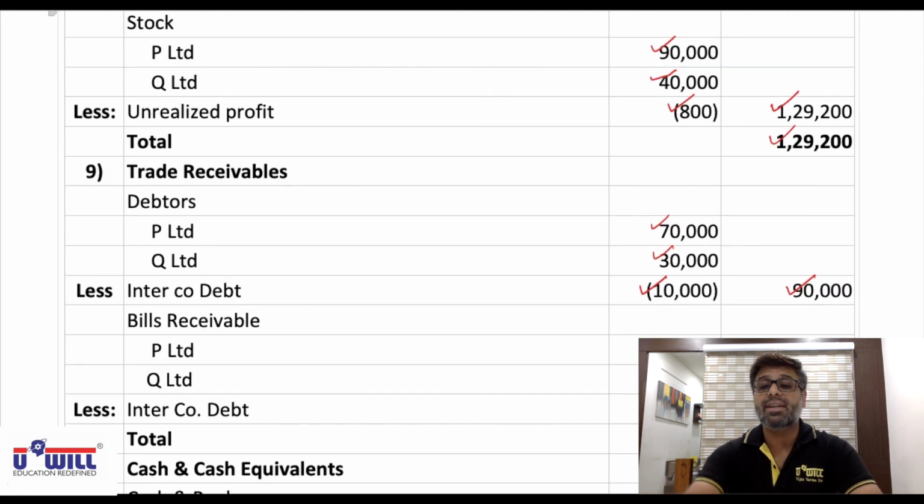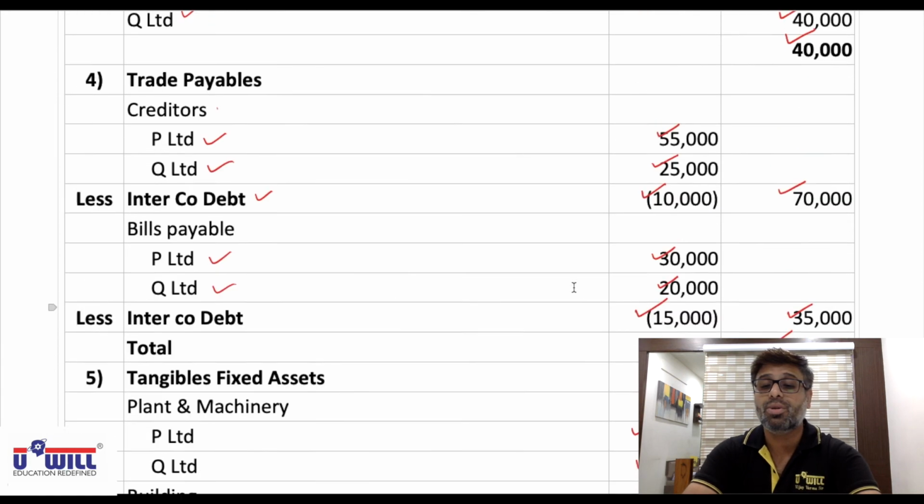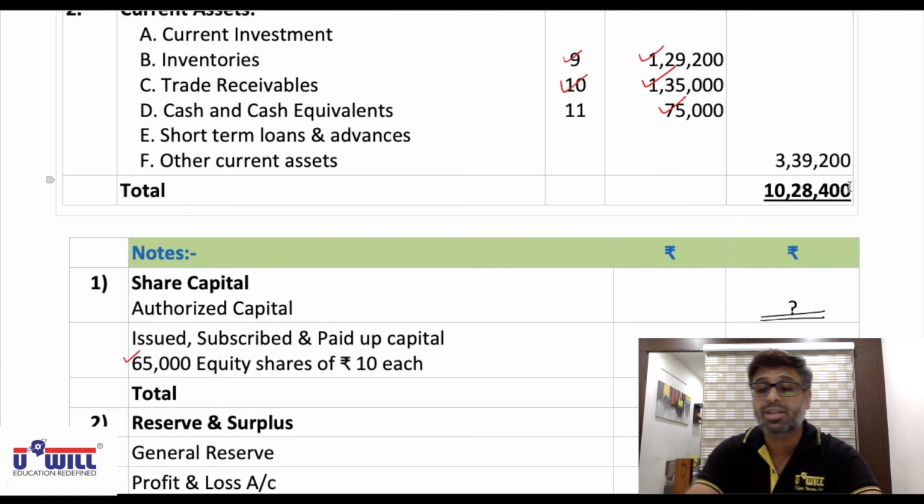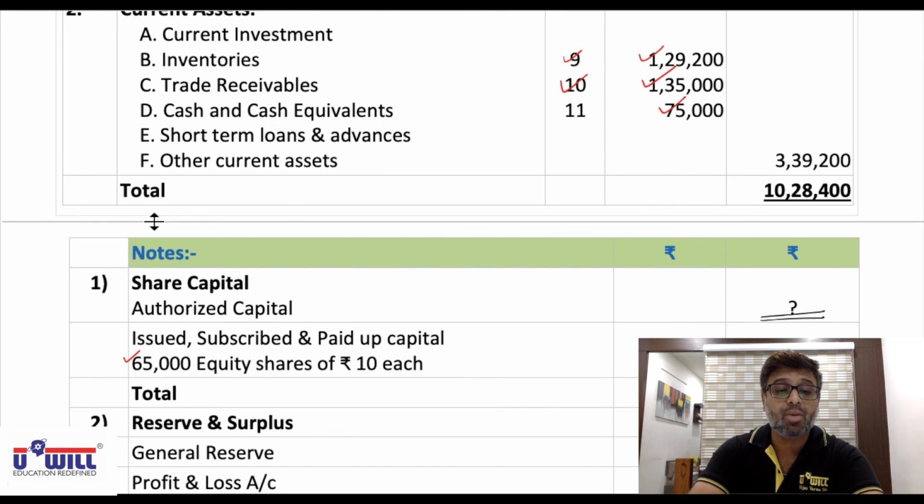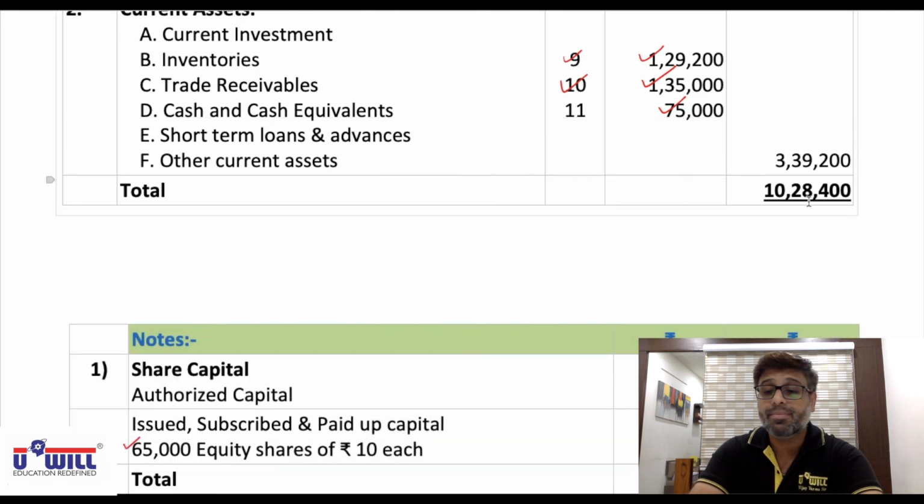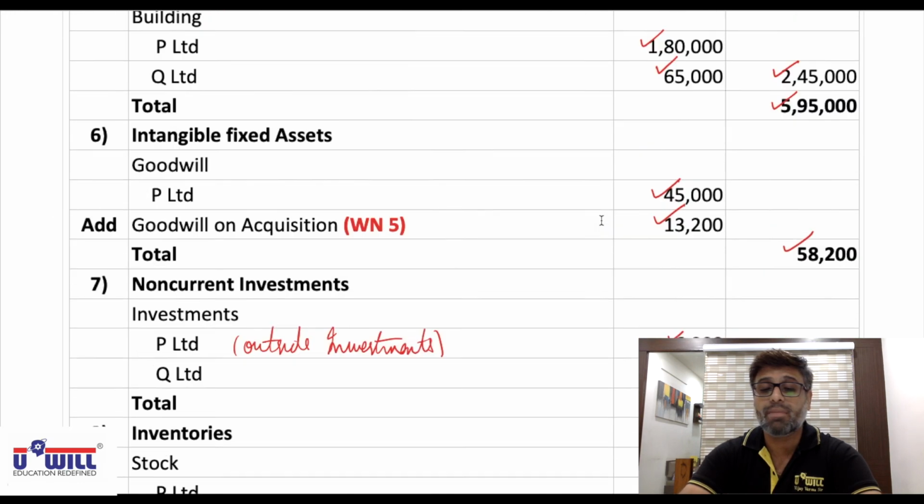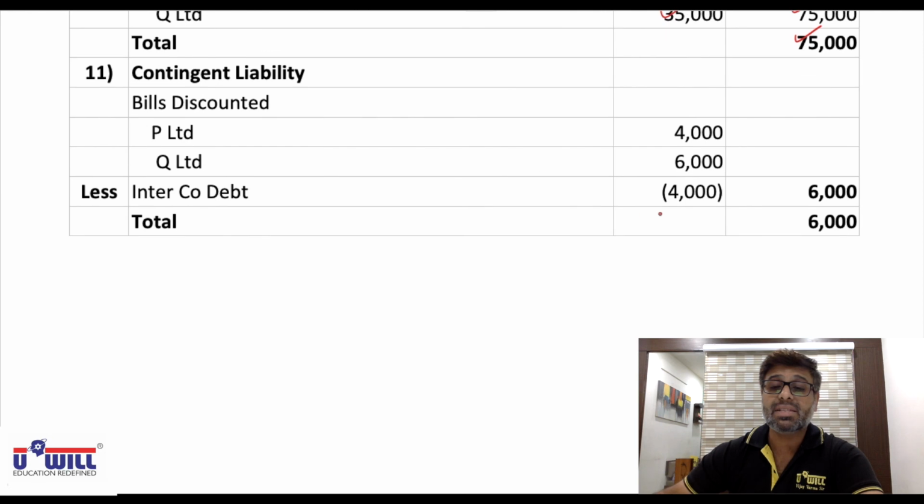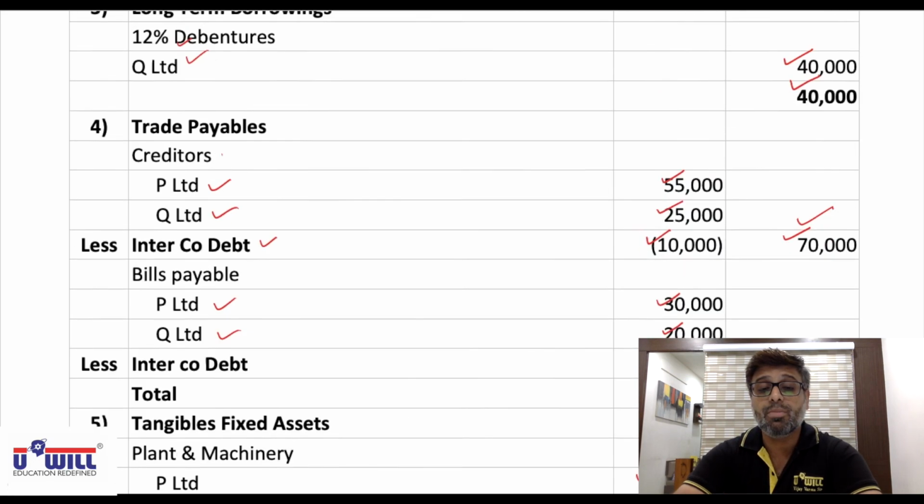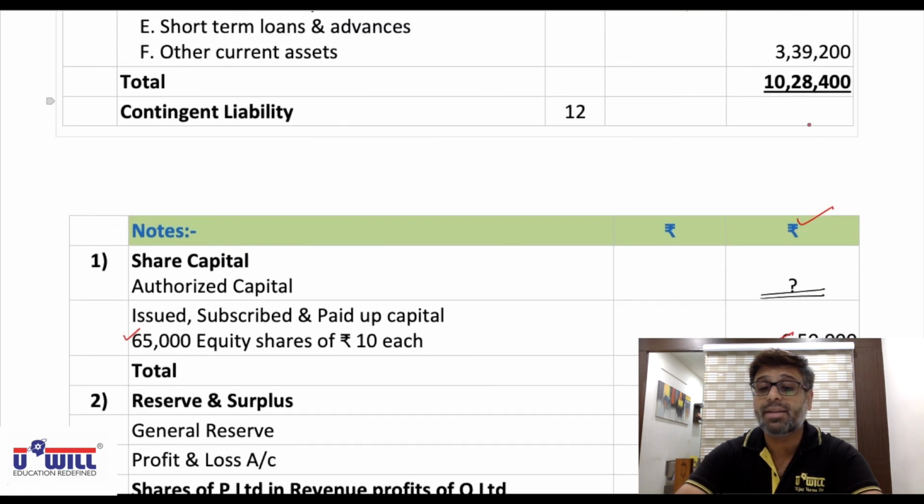And we will also have contingent liability below the balance sheet. So that will also come after the total of the balance sheet. After the total of the balance sheet, you'll have one more item. You'll write contingent liability. That will come as per note number 12. See in note number 12, what is the contingent liability? Bills discounted 4,000 plus Q Limited 6,000 minus intercompany 4,000. So simply 6,000. So below the balance sheet in the outer column you'll directly write contingent liability of 6,000.